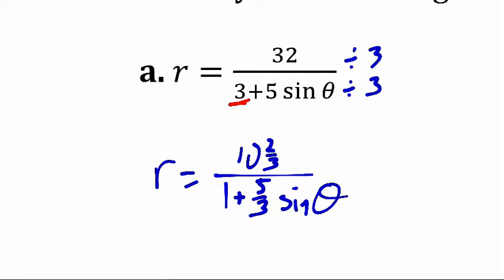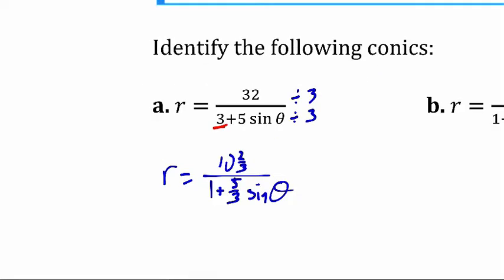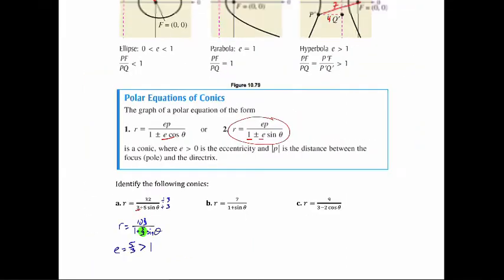Now, there's not a whole lot more we need to do here. The biggest thing we're looking for is this e value. We're going to say e is that number that's being multiplied by sine. So e is 5 over 3. Now, 5 over 3 is greater than 1. We're really just comparing these to 1 a lot. So going back up here, if our e value is greater than 1, that means we have a hyperbola.